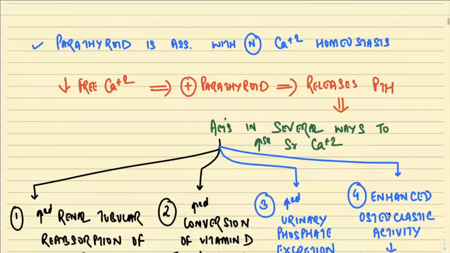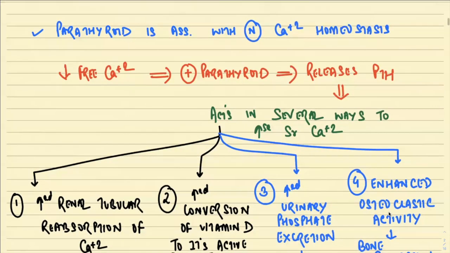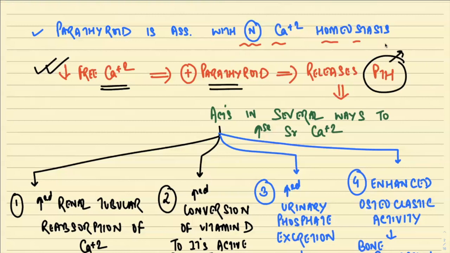Now, what is the basic physiology of the parathyroid? The parathyroid is associated with maintenance of normal calcium homeostasis. What does that mean? Whenever the free calcium level or the ionized calcium level in our body falls, that stimulates the parathyroid to release a hormone. What is this hormone? It is called parathormone.